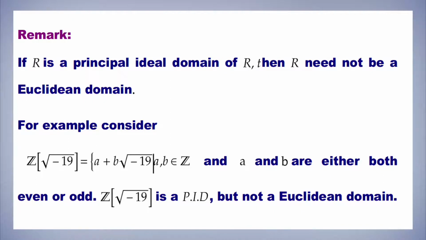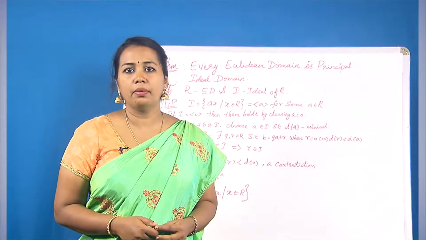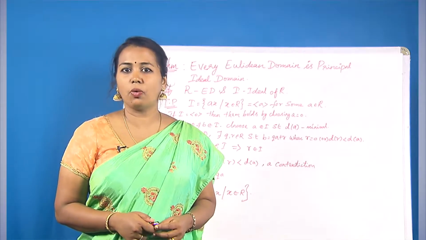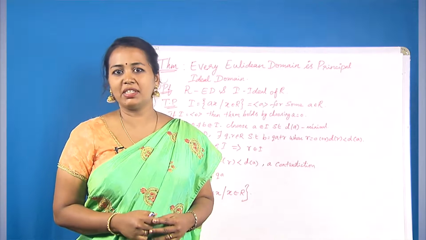For example, consider Z of root minus 19, which can be written as A plus B times root minus 19, where A and B belong to Z, and A and B are either both even or both odd. Now Z of root minus 19 is a principal ideal domain, but it is not a Euclidean domain. The proof of this result is beyond the scope of this course, but just keep it in mind.